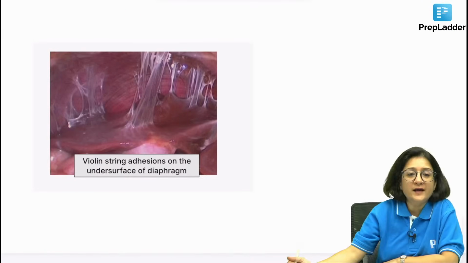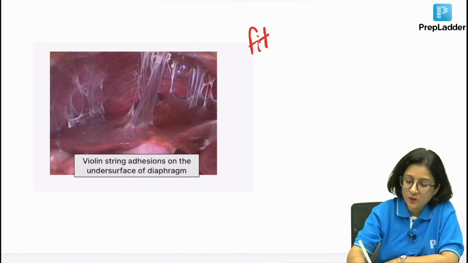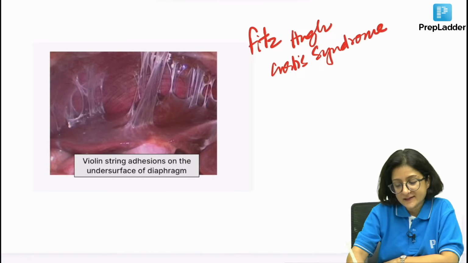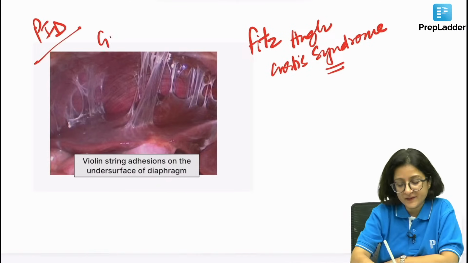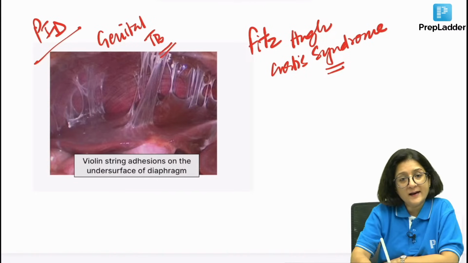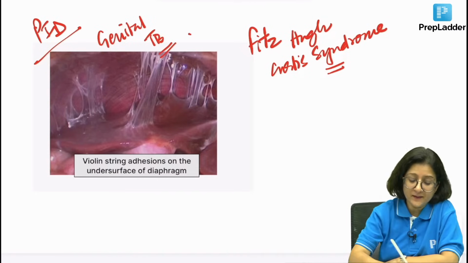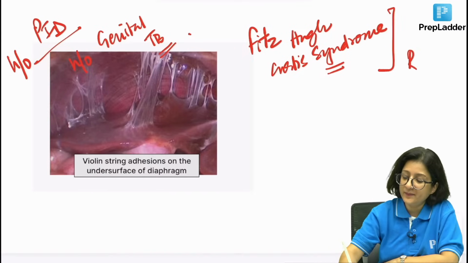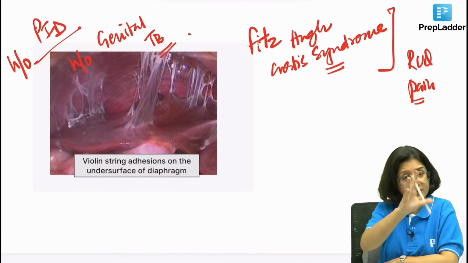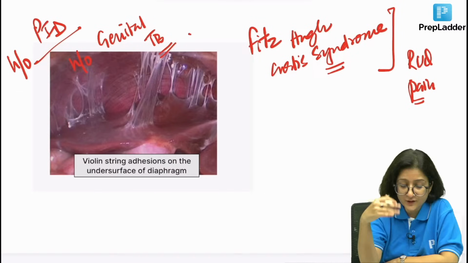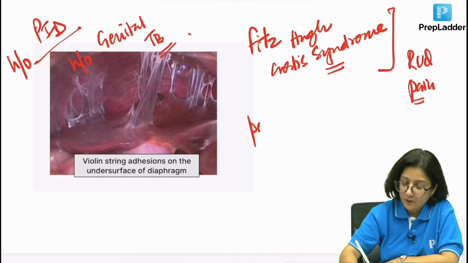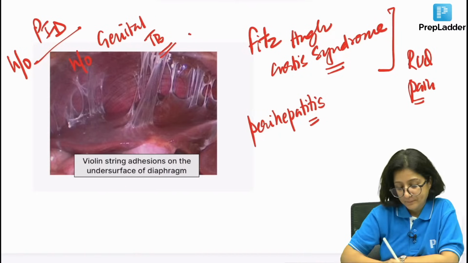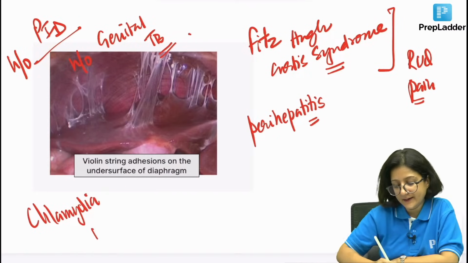Violin string adhesions on the undersurface of the diaphragm. This can be a straight question. This is Fitz-Hugh-Curtis syndrome. Okay, this can be seen with PID also. This can be seen with genital tuberculosis also, right? The point is that they will say maybe there is a history of PID, or a history of genital tuberculosis. Then they will say that the patient is having right upper quadrant pain, if they want to give you a clinical profile along with this picture. Right, so this is Fitz-Hugh-Curtis syndrome, where there is perihepatitis, and very rightly said, chlamydia is more likely than gonorrhea.